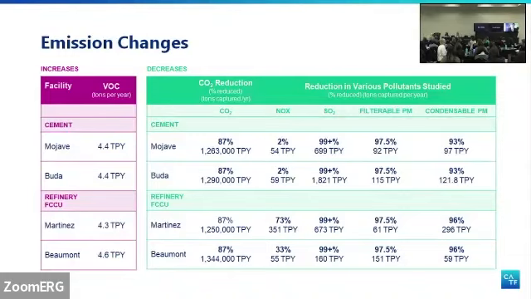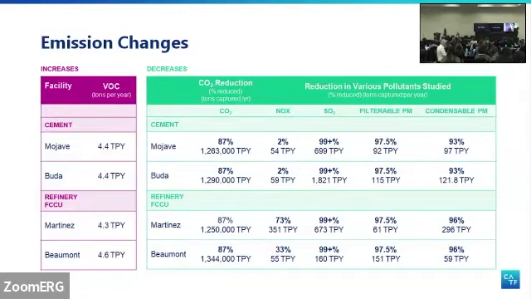So first of all, we modeled 90% capture. We got 87% because we were also capturing auxiliary fuels used to power this equipment. SO2 was virtually eliminated in all of these cases, 99% plus. Particulate matter dropped between 93 and 97.5%. And NOx went down about 2% to as high as 77% or 33%, depending on the refinery.